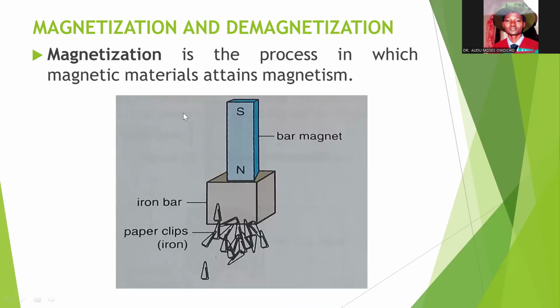Next, let's look at magnetization and demagnetization. Magnetization is the process in which magnetic materials attain magnetism. For instance, this is a bar magnet. This is an iron bar, a magnetic material. As we can see, it is attracted by the bar magnet, and the process is called magnetization. And this iron bar is now acting like a magnet, thereby attracting the pieces of a paper clip, which is an iron, a magnetic material. So the process of making this iron bar attain magnetism is called magnetization.